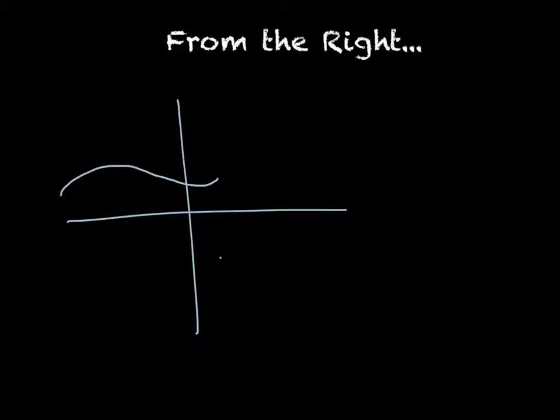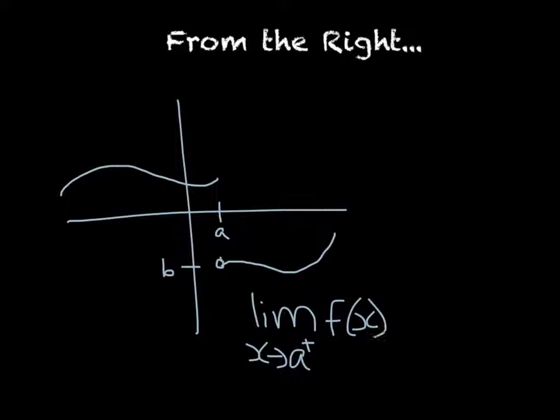Sometimes we can have curves that are discontinuous. So it may be something that looks like this, and then it jumps and continues on here. Then at this point, a, if you're coming from the right, which is from this direction, you'll be following this curve. Let's say that this point is b, then what you have is the limit as x approaches a from the right of f of x equals b. Notice that I've written a little plus sign here. That means that I'm taking the limit from the right.